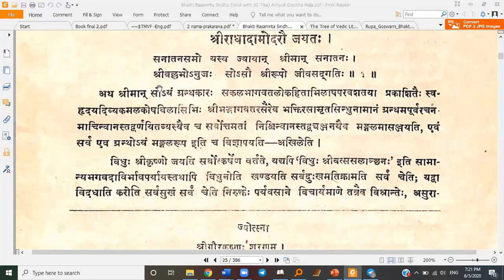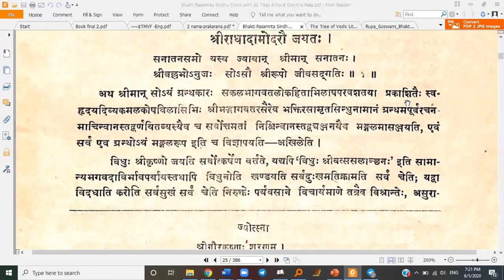Prakashitai. So he, in whose heart, and Rupa Goswami's heart is compared with a lotus, a transcendental lotus, Divya Kamala, wherein all the rasa, all the mellows of Srimad Bhagavatam are manifested.